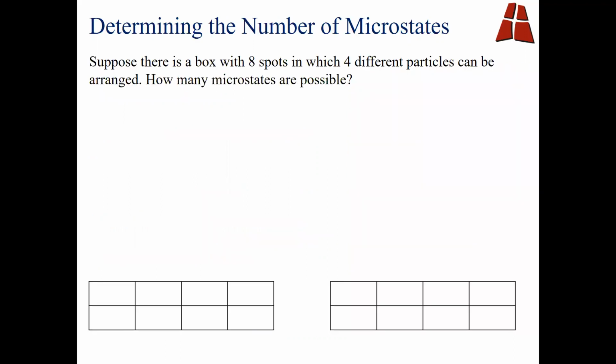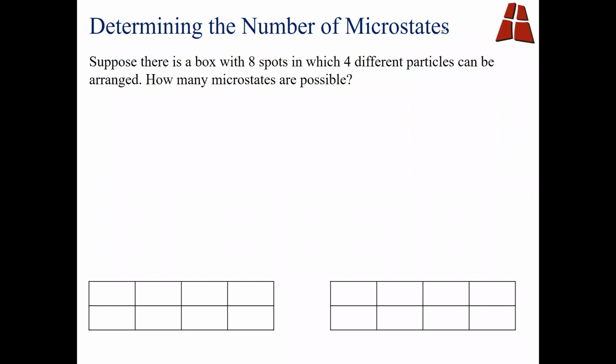And so one of the things we want to know how to do then is calculate the number of microstates within a system. And so let's start with a simple example. Suppose we had a box with 8 spots in which 4 different particles can be arranged. And how would we go about essentially figuring that out?